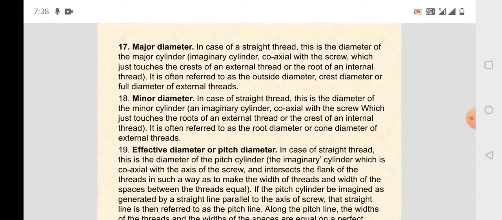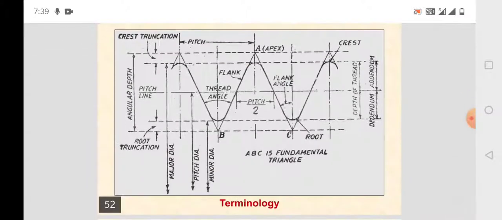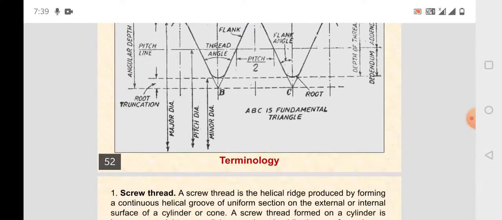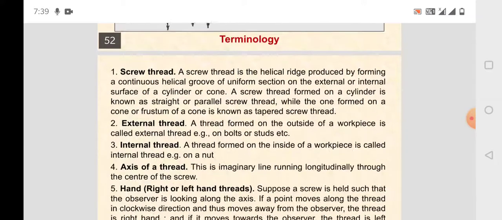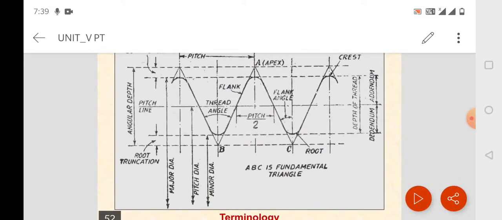Then major diameter is there. It is the upper diameter, means we can say from this crest to the crest on the other side. From root on one side to the root on the other side is the minor diameter, and the effective diameter or pitch diameter is the point at which the mating part is going to contact these threads.